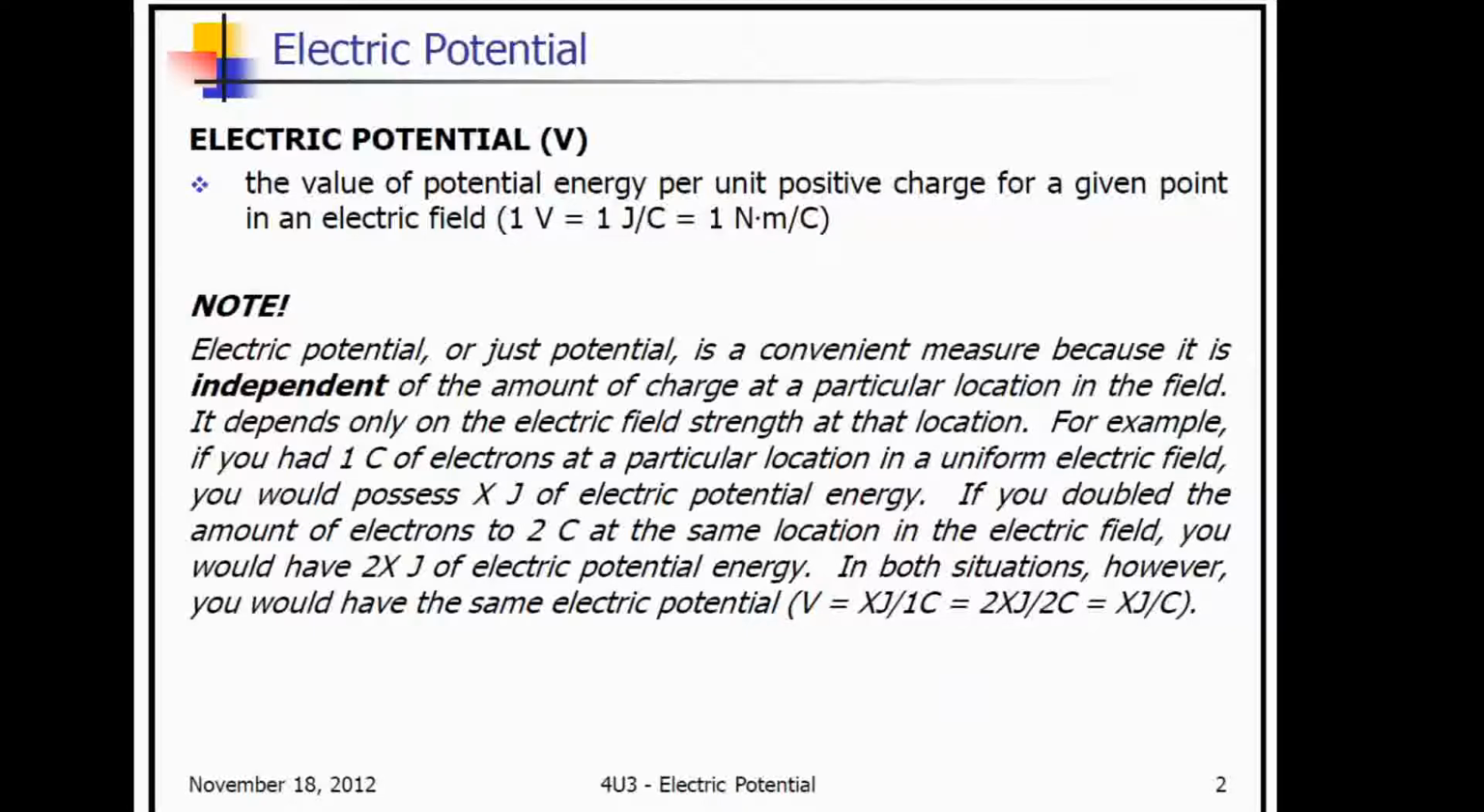So for example, if you had 1 coulomb of electrons at a particular location in a uniform electric field, you would possess X joules of electric potential energy. If you double the amount of electrons to 2 coulombs at the same location, you double the amount of potential energy. However, in both of these situations, you have the same electric potential because it's X joules over 1 coulomb or 2X joules over 2 coulombs. So it's always X joules per coulomb. This is why the voltage is an important variable and an important parameter to know.